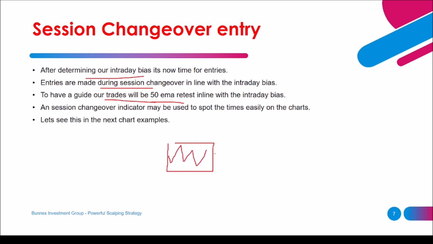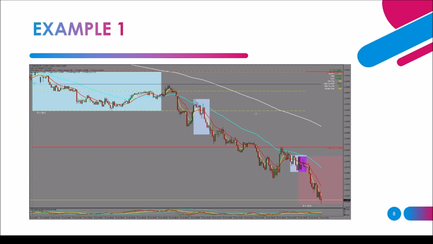We are saying the first thing, this is the Asian session, right? After that Asian session, we get a 13/50 EMA crossover like that, right? Mind you, this is an M5 chart. Then after that, we need to see a retest of this 50, but during a session changeover, right? So a session changeover indicator may be used to spot the times easily on the charts. Let's see how this works on the next examples.